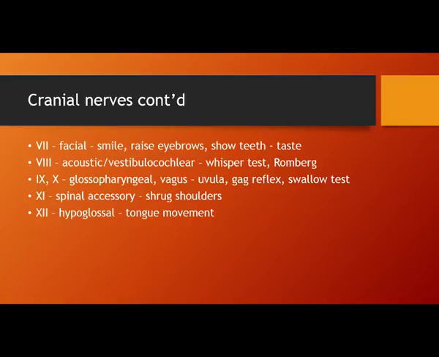Then cranial nerve 11, the spinal accessory. Just ask them to shrug shoulders while you put resistance to feel how strong the action is. And then number 12, the hypoglossal, assess the strength of tongue movement. You can feel it through the cheek, or you can use a tongue blade against the tongue and have them push against that.